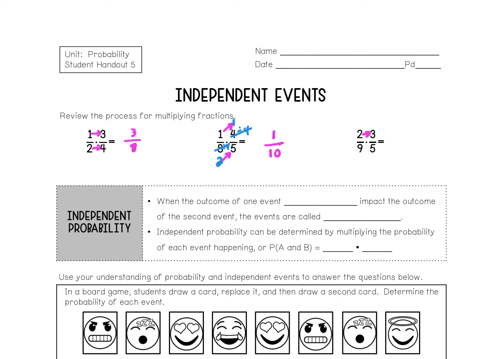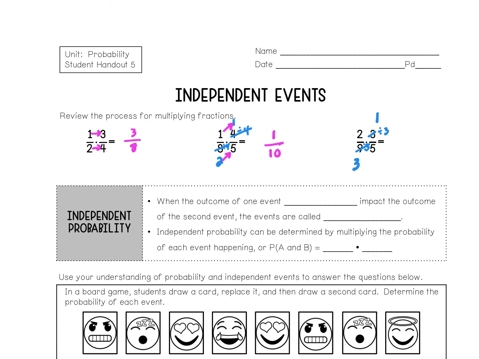So 2 times 3 is 6, and 9 times 5 is 45. Both of these can be divided by 3. So I can divide by 3, both the numerator and the denominator, and I get 2 on top and 15 on bottom. If you wanted to use cross division, then I can see that 3 is a factor of 9, so I can divide 3 by 3, and now I have 1. And I can divide 9 by 3, and now I have 3.